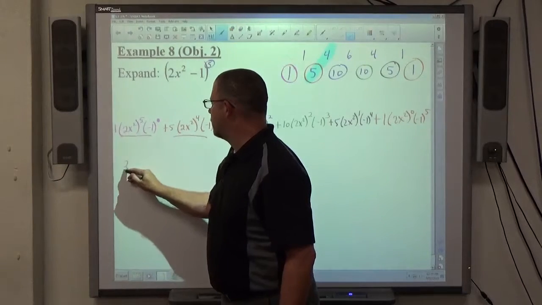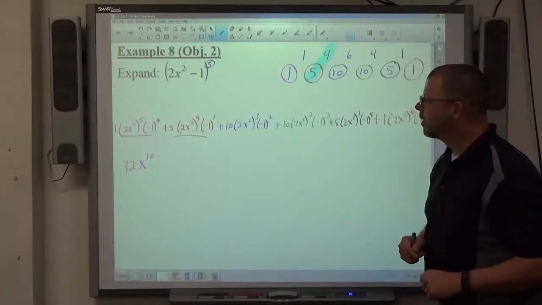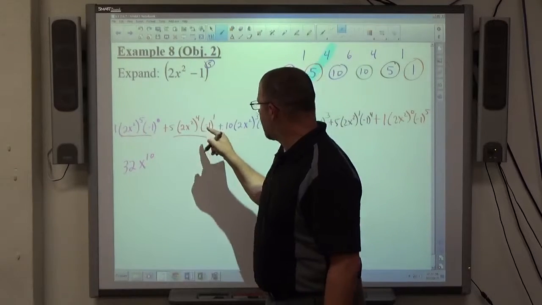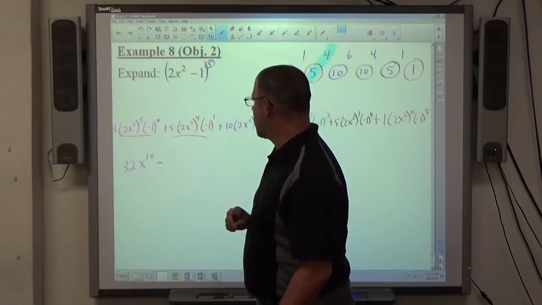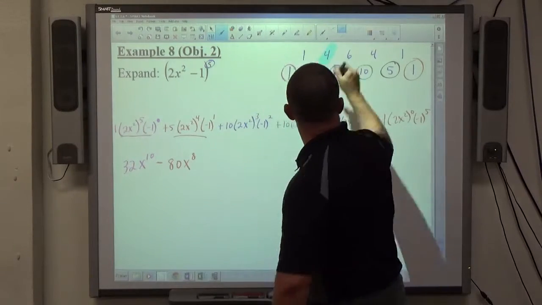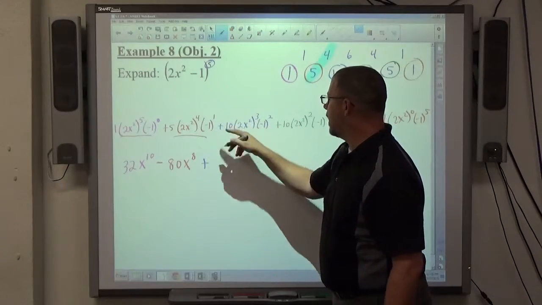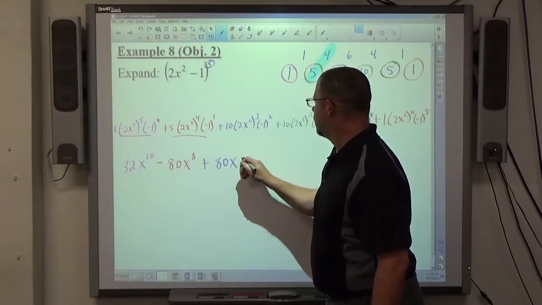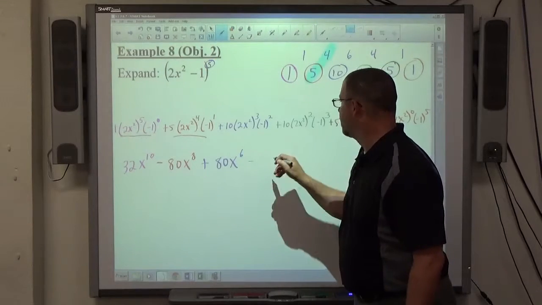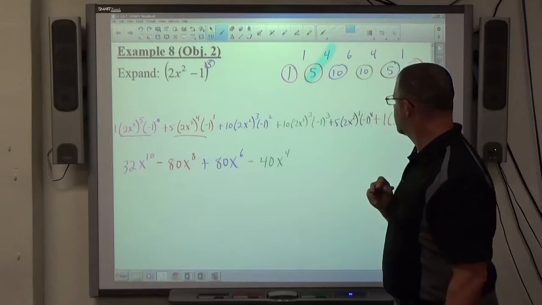2 to the 5th is 32. X to the 10th. When you take a power to a power, you multiply the powers. Negative 1 to the 0 is positive 1, so we just get positive that. Next term. I'm going to get minus because of the negative 1 to the 1st power. 2 to the 4th is 16 times 5 is 80, and then x to the 8th. Next term. Negative 1 squared is positive 1, so we're going to go positive. 2 cubed is 8 times 10 is 80, and x to the 6th. Next term, negative 1 to the 3rd is going to be negative. 2 squared is 4 times 10 is 40, and x squared squared is x to the 4th.